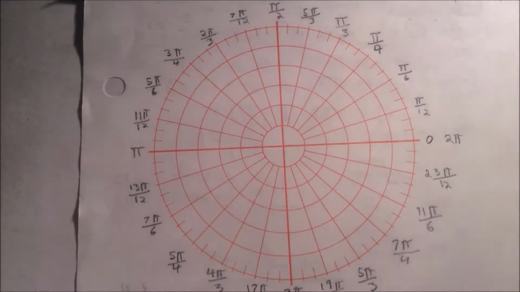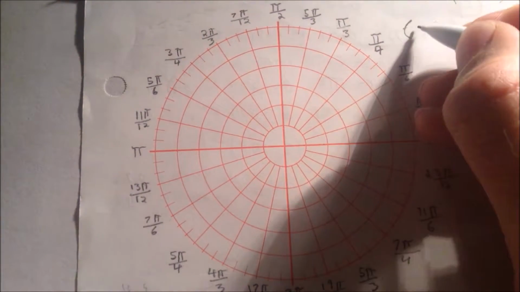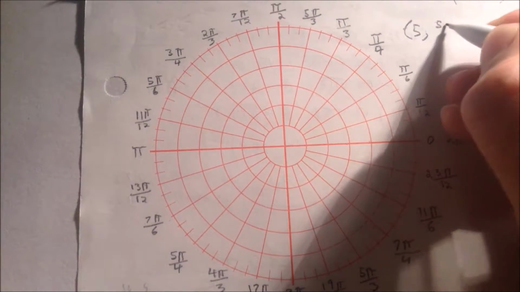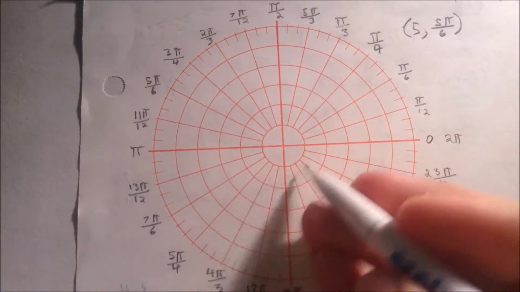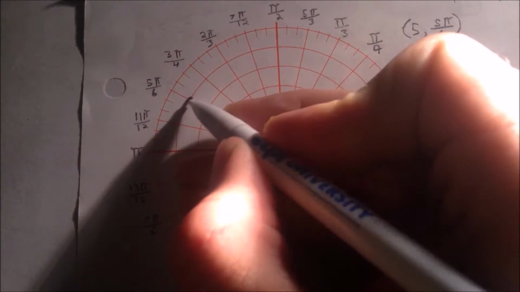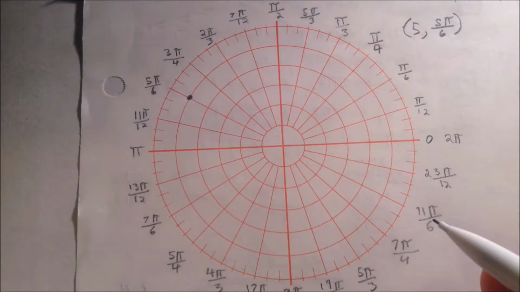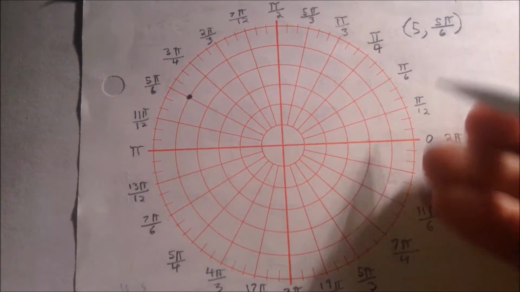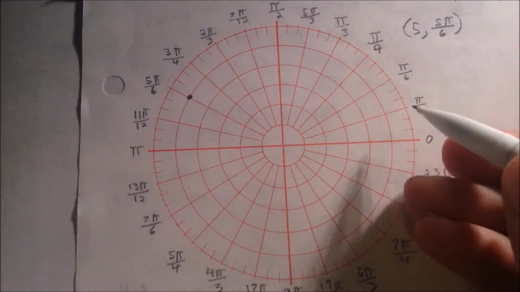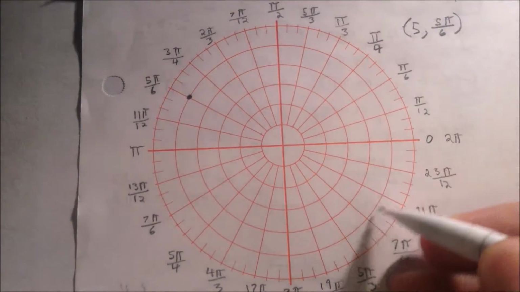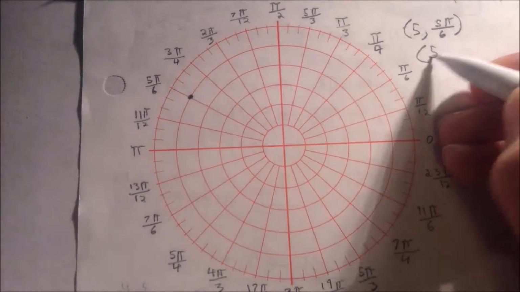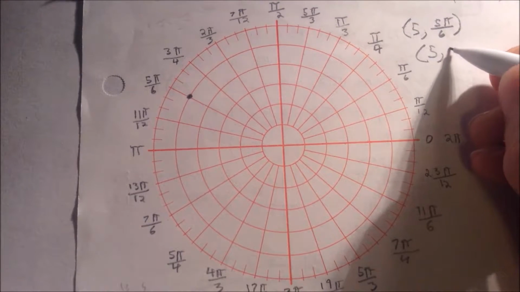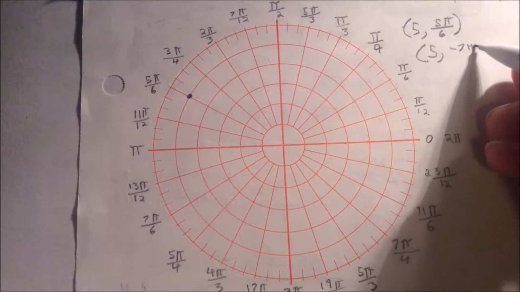Now, we can just pull out our handy dandy polar coordinate graphing paper and plot the point 5 pi over 6 right here. And that point will go right around there. There you go. And we need to realize that the radian measure is positive because it goes counterclockwise from the 0. And that there can also be negative radian measures that go clockwise from 0 to give us the point 5 negative 7 pi over 6.